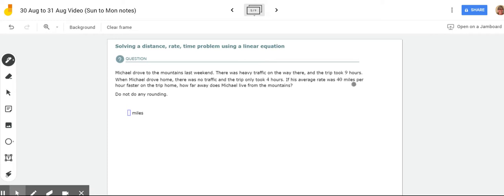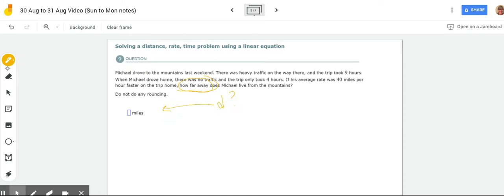Anyway, if his average rate was 40 miles per hour faster on the trip home, how far away does Michael live from the mountains? All right. So typically when I do a word problem, I read it once, which I didn't do in the first two because I had already read them in the beginning. But I typically read it and then go back. Make sure you know what you're looking for. So it says how far away. So what are we looking for? Distance. And we're going to find that distance in miles.